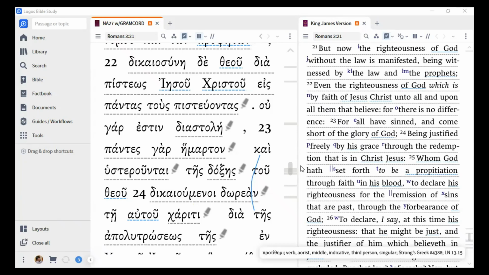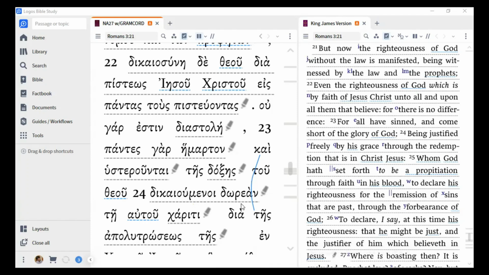These verses are very important. You have to explain all these things in the exam. If I give you an exam, you have to explain just like I'm explaining all these things. For all have sinned and come short of the glory of God, being justified freely by grace.